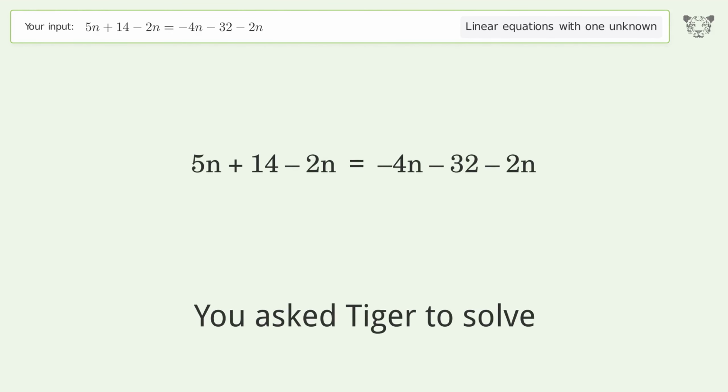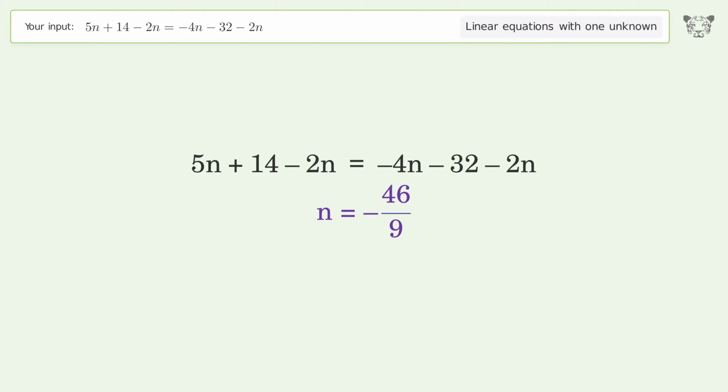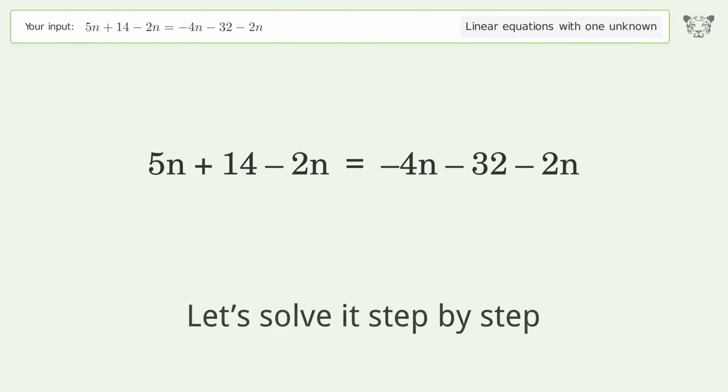You ask Tiger to solve. This deals with linear equations with one unknown. The final result is n equals -46/9. Let's solve it step by step.